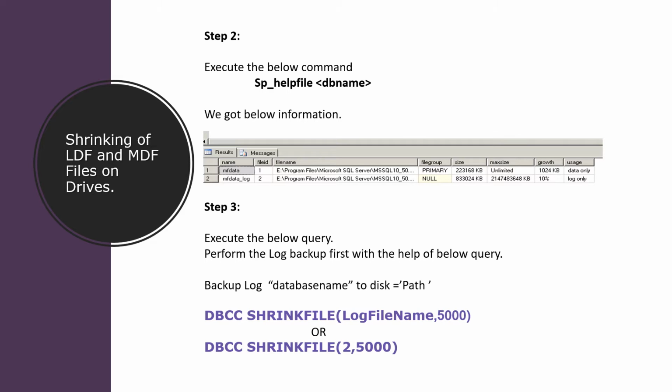Perform the log backup first with the help of the below query: BACKUP LOG database name TO DISK = path. By using this, we will be taking the log backup to a particular path, so that after this we have to go for a DBCC SHRINKFILE of (2, 500). 2 is the logical file name, the file ID, and 500 is the file size that we have to shrink it to.